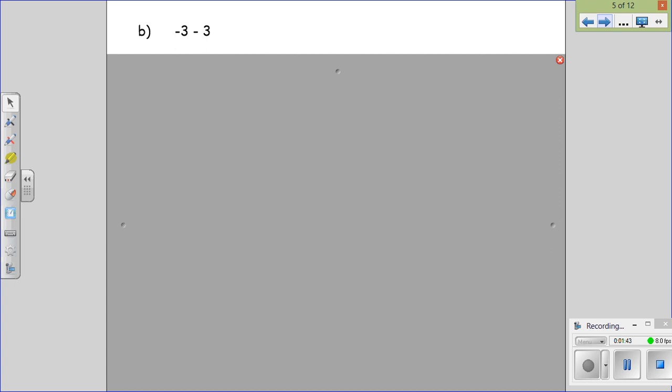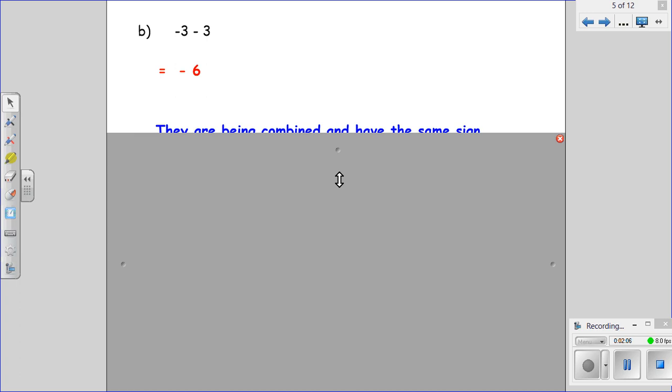-3 - 3. There's no multiplication or division. It's just combining integers. Now the integers have the same sign. So that tells me I'm going to increase the number of the digit. 3 and 3 is 6. And they're both negative, so I keep the negative sign.